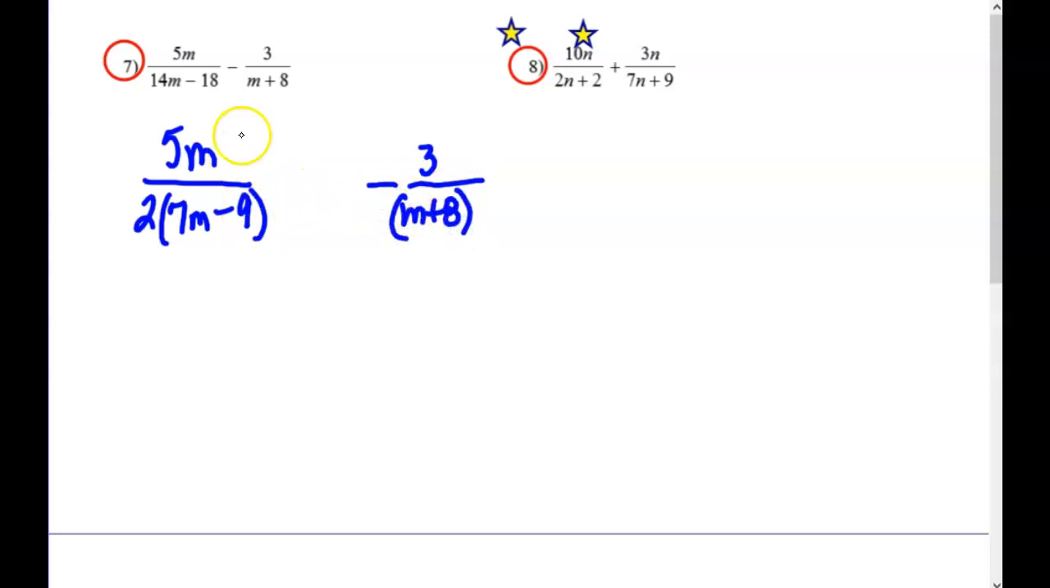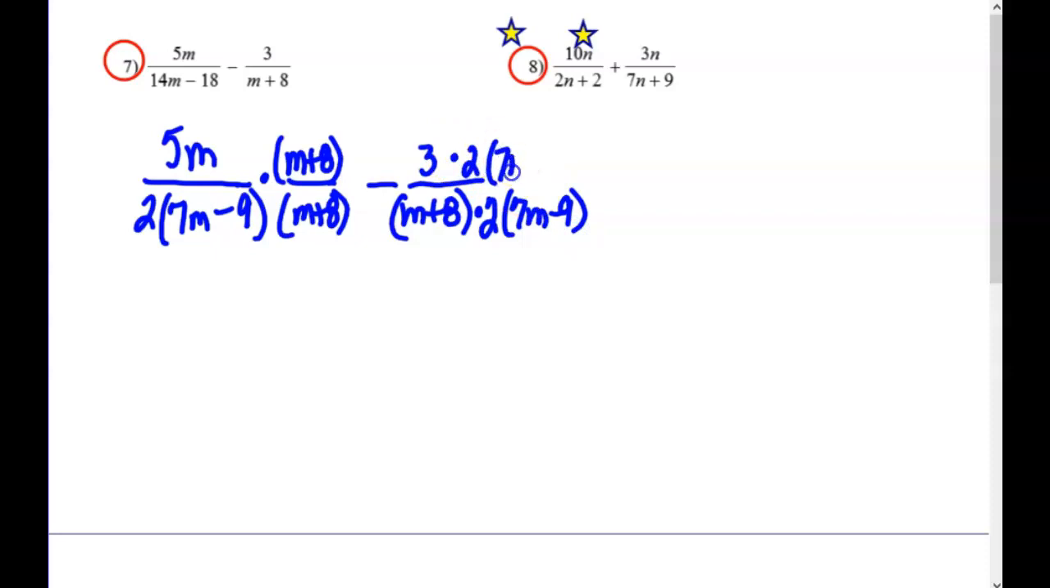Because what does this one need to multiply by now? An m plus 8 over an m plus 8. And this one needs to multiply by both a 2 and a 7m minus 9. You could put the 2 out in front, doesn't matter. Okay.